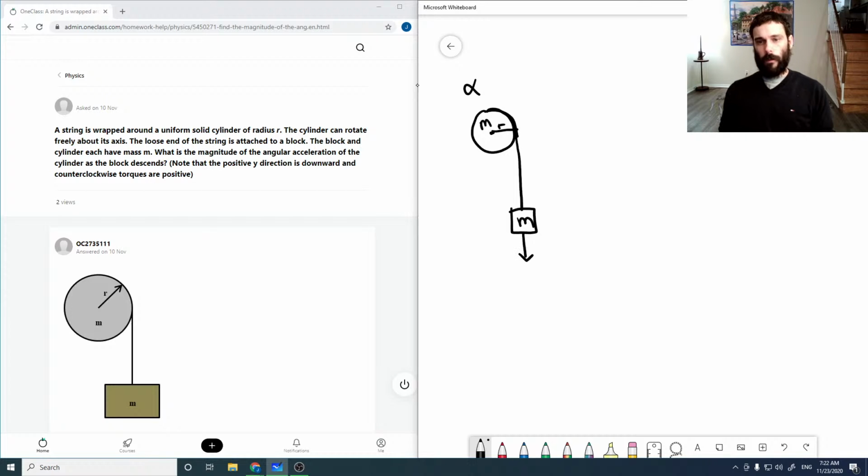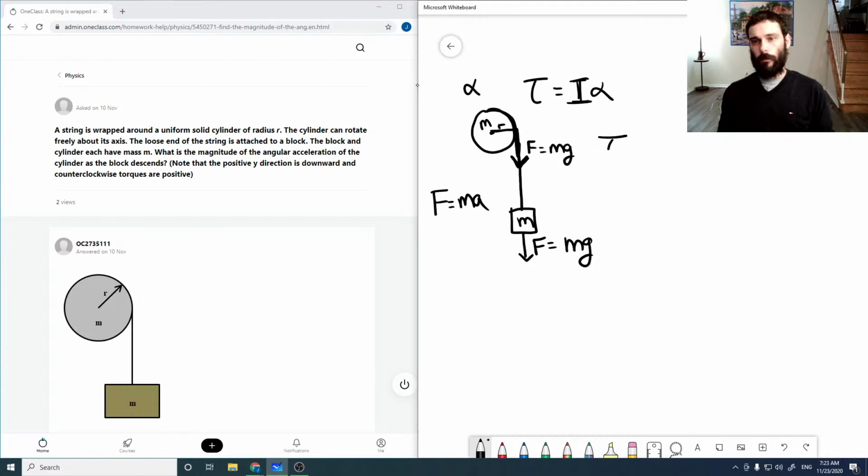So the block is going to have a force due to gravity, which is just mg. And that force is going to act through the string at the point on the cylinder. So the force on the cylinder is just mg, and it's acting radially. If we want angular acceleration, then what we're looking for is our torque. Just as in linear motion we have F equals ma, in circular motion we have torque is I alpha, which is a nice parallel.